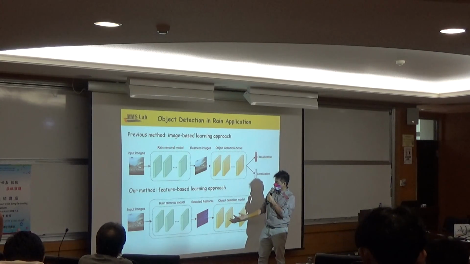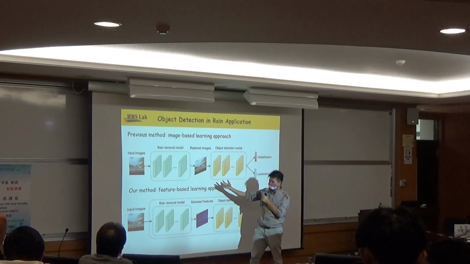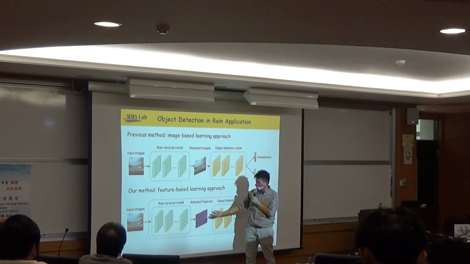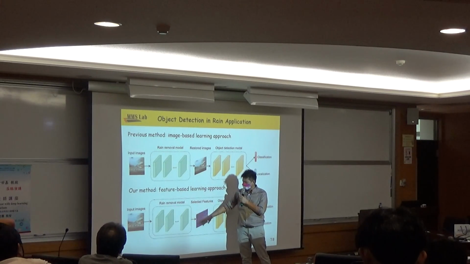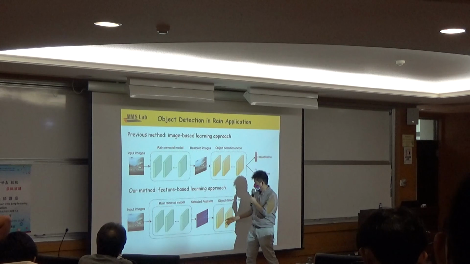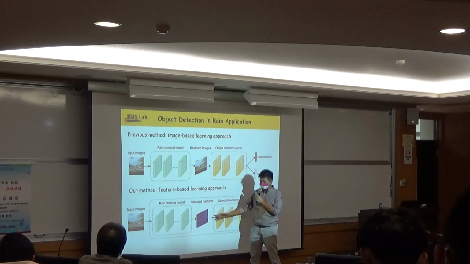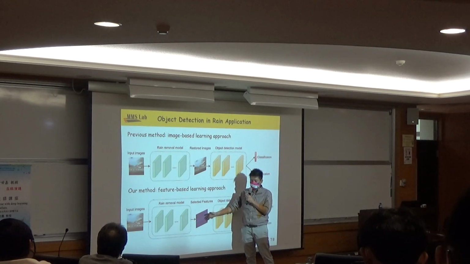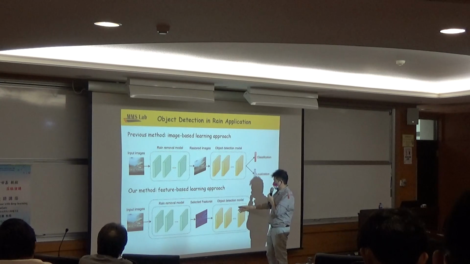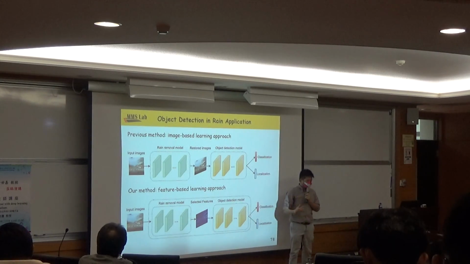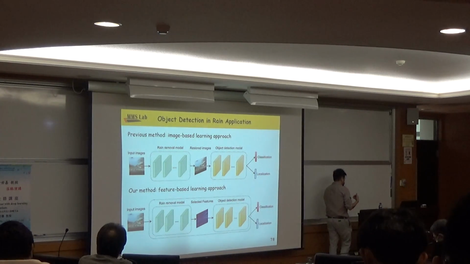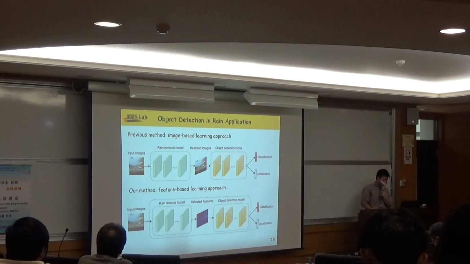And our method is we don't produce the image base. We have a feature base. We get the features from the rain removal module, and from these features we select the best ones that can benefit our object detection model. Later you can see our results are much better than the previous one.